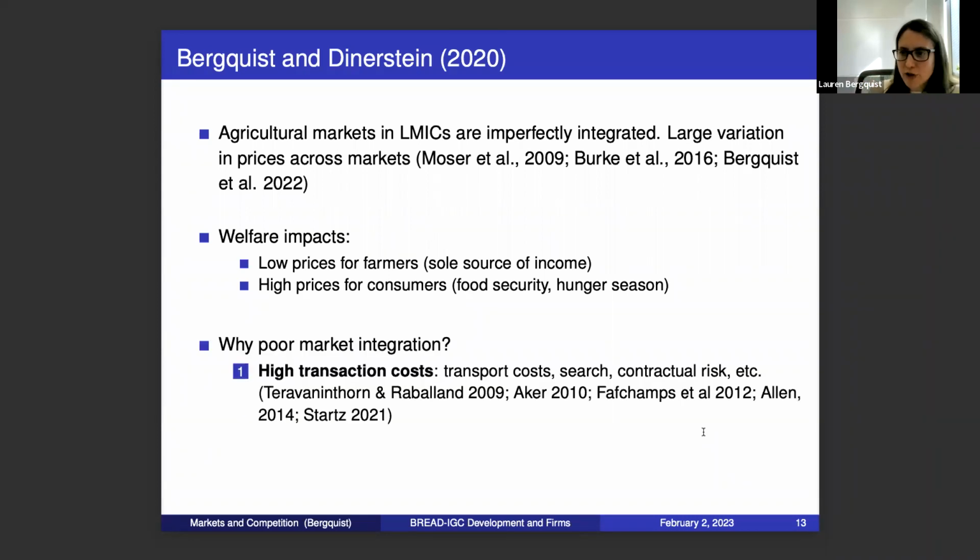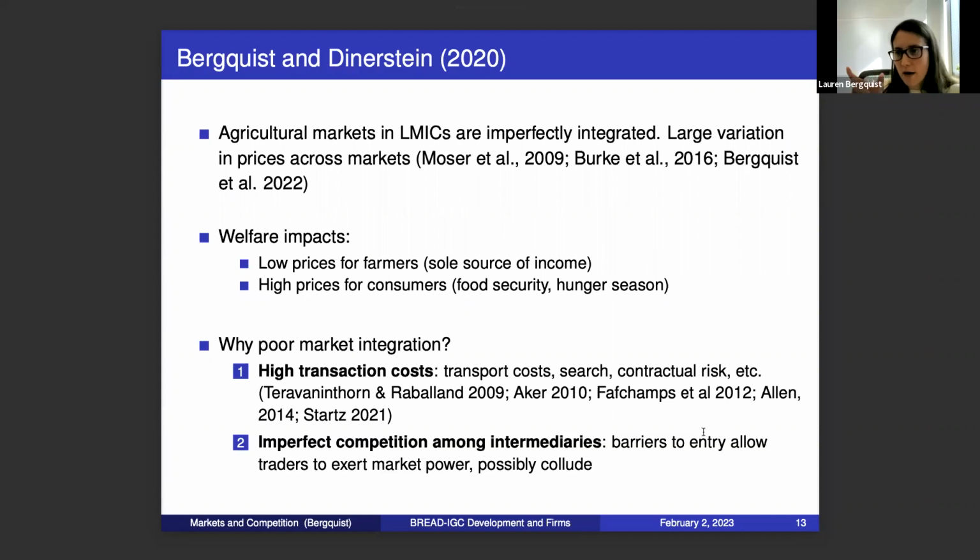Of course, high transaction costs play a large role. So there's high transport costs, search costs, risk, et cetera. But many policymakers are concerned that part of that gap in prices between, say, farm gate price and consumer price is markups by intermediaries, so traders who are buying from farmers and selling to consumers.